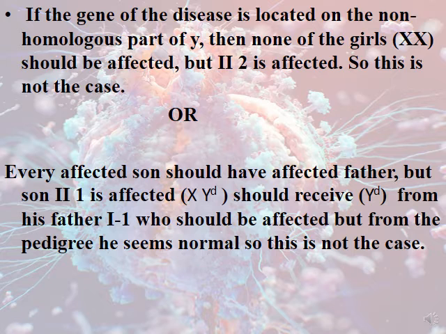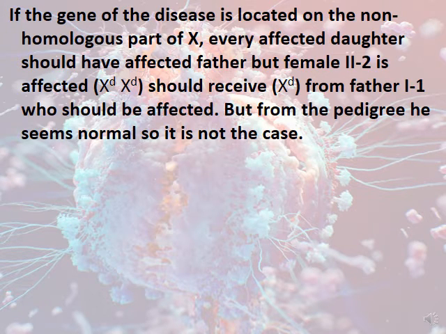So here we deny it on the Y. For the X, if the gene of the disease is located on the non-homologous part of X, every affected daughter should have an affected father. But female 2-2 is affected, so she should receive XD from her father 1-1, who should be affected but is normal, so it's not the case.